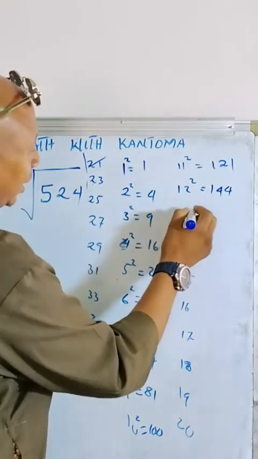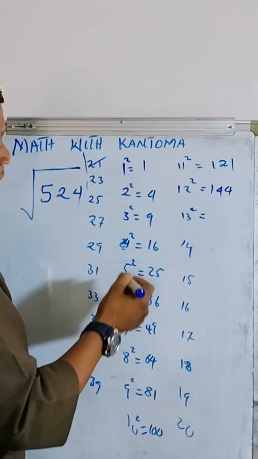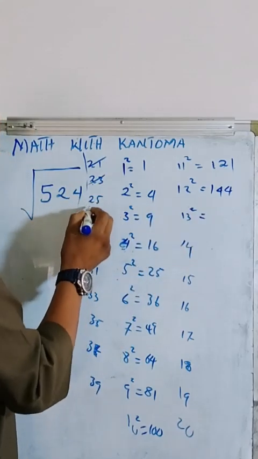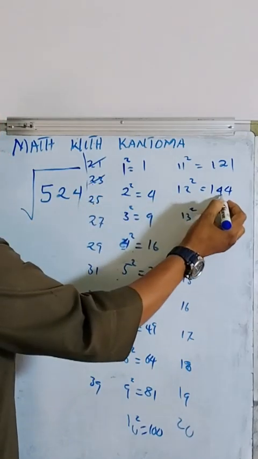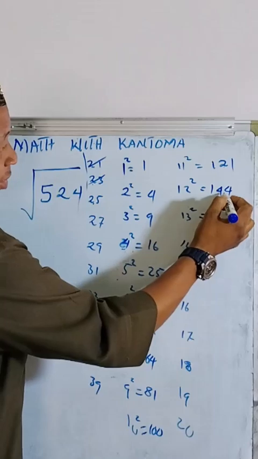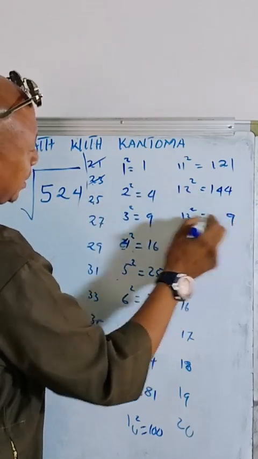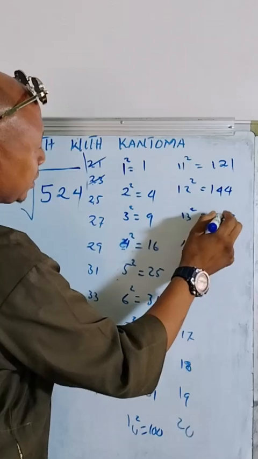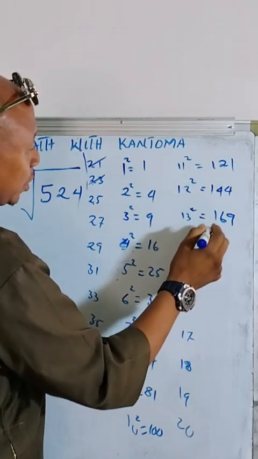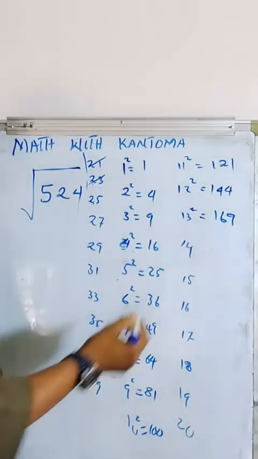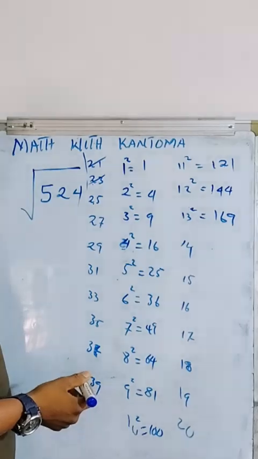The next, 13 squared. What is 13 squared? Meaning add 25 to this value. 25 plus this value, we have 5 plus 4 is 9, 2 plus 4 is 6, 1 plus 0 is 1. We have 169 as 13 squared.